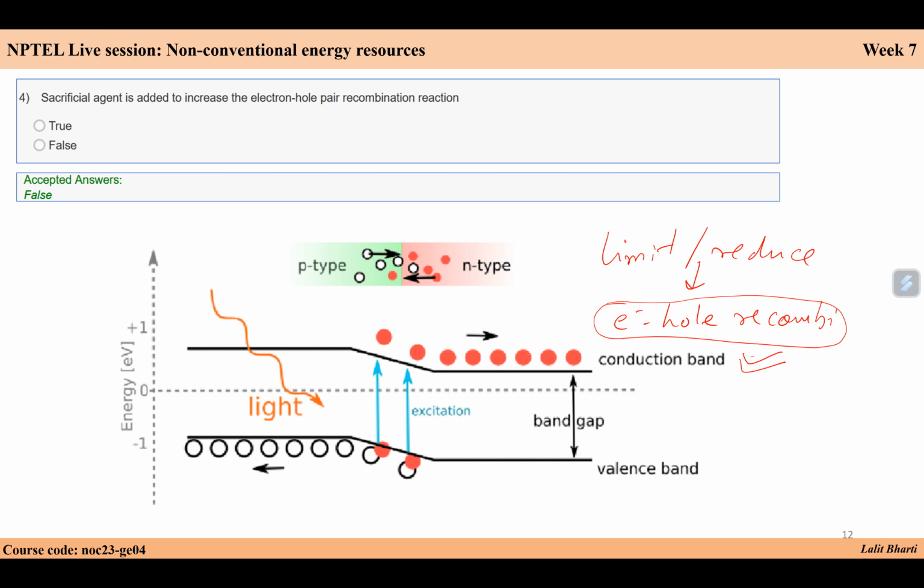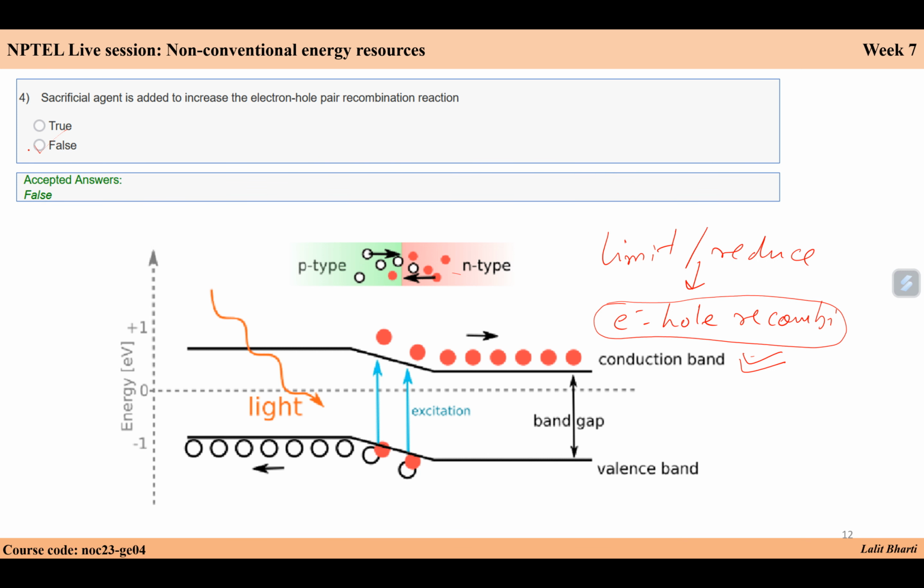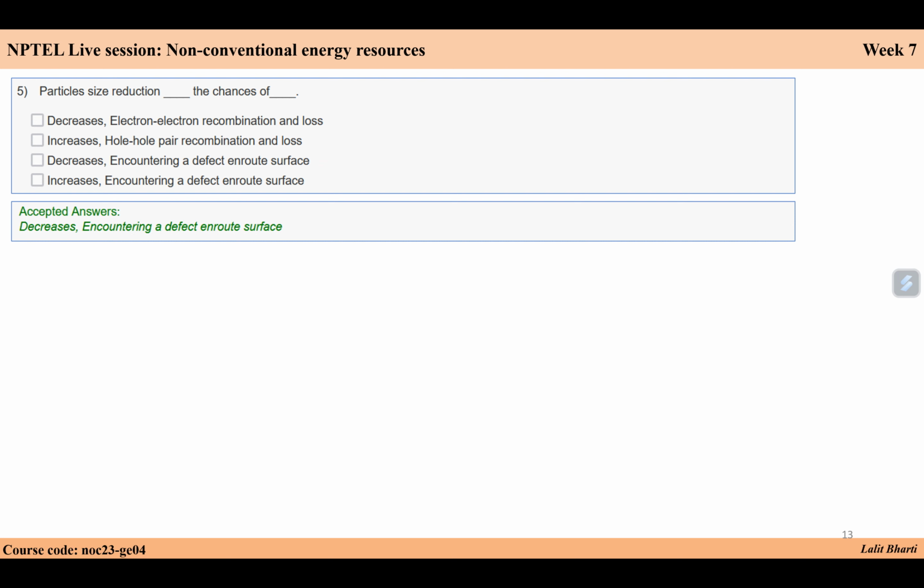So for this solar photocatalyst, we want electrons and holes, and we don't want them to recombine, and the sacrificial agents will help us for the reaction. So the statement is false, they don't increase the electron hole recombination, they even decrease it. Then we come to the next question.